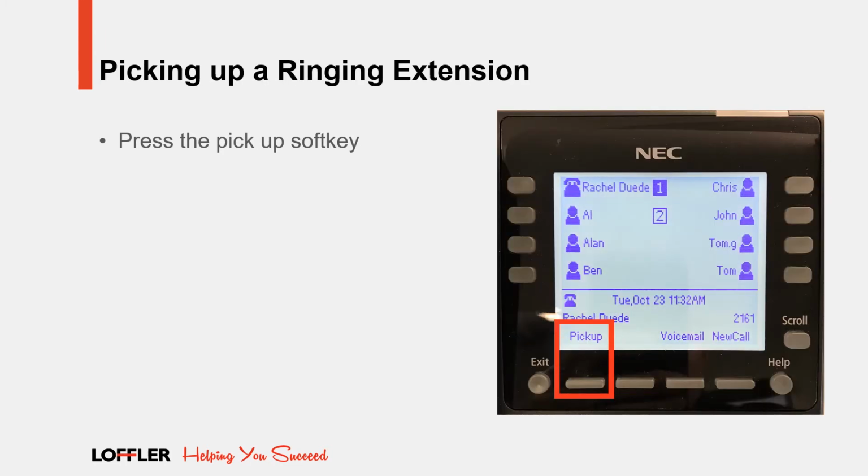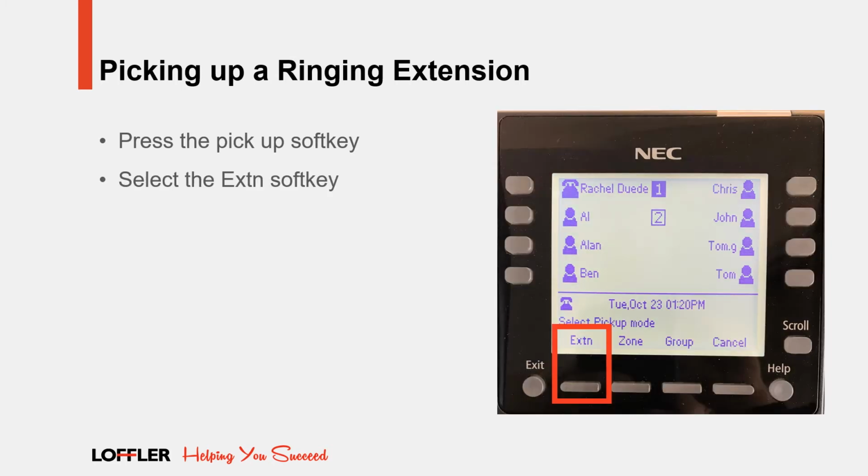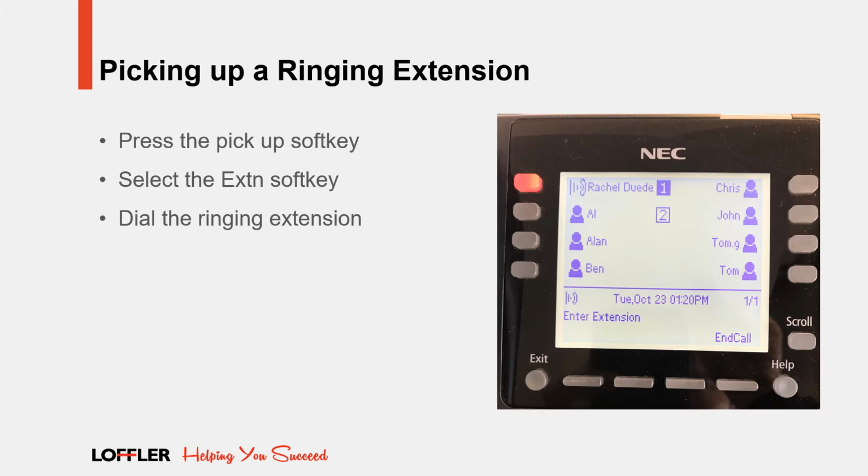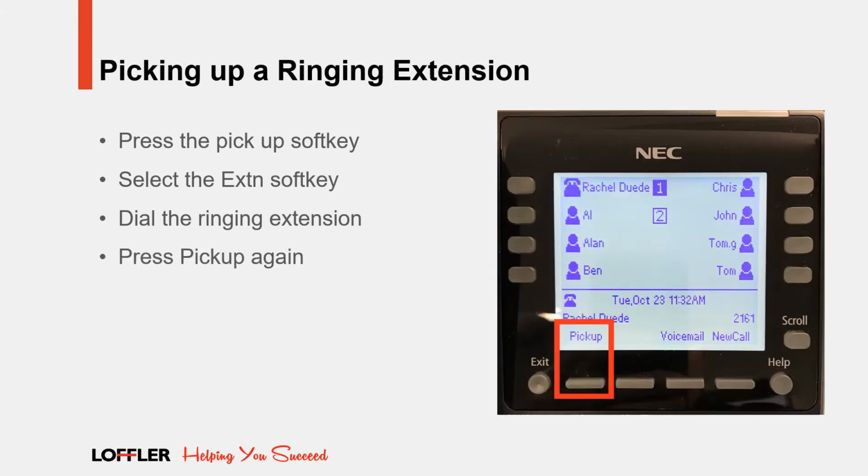To pick up a ringing extension, press the pickup soft key. Select the extension soft key, dial the extension of the ringing number, and press the pickup soft key again.